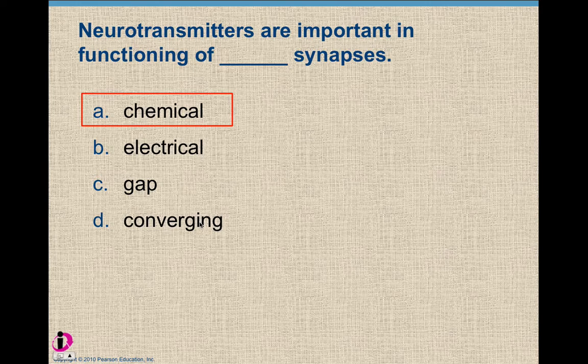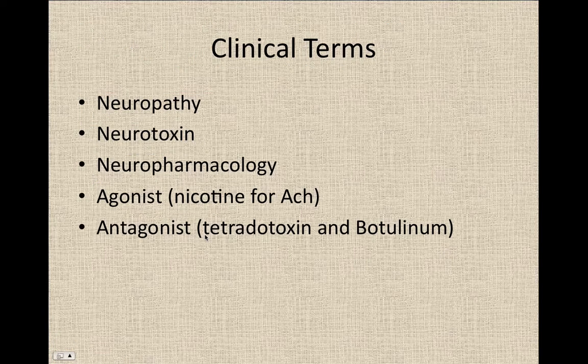So you're creating this binding or this ligand-gated channel opening with the neurotransmitter. So this is a chemical synapse, and electrical would be the voltage. Gap is the synapse itself, and conversion just doesn't make sense.